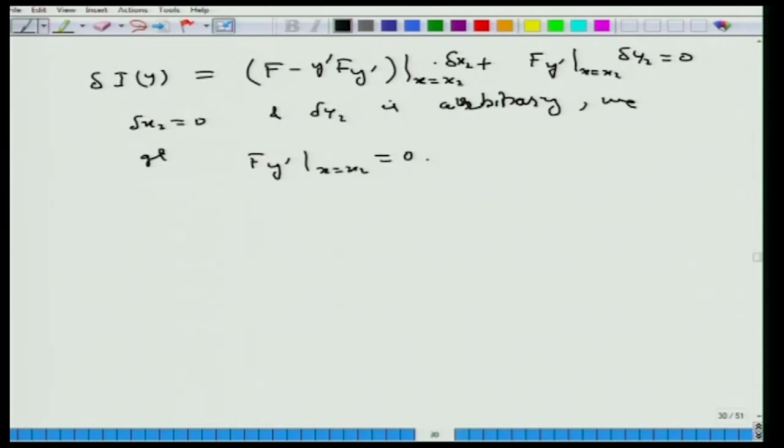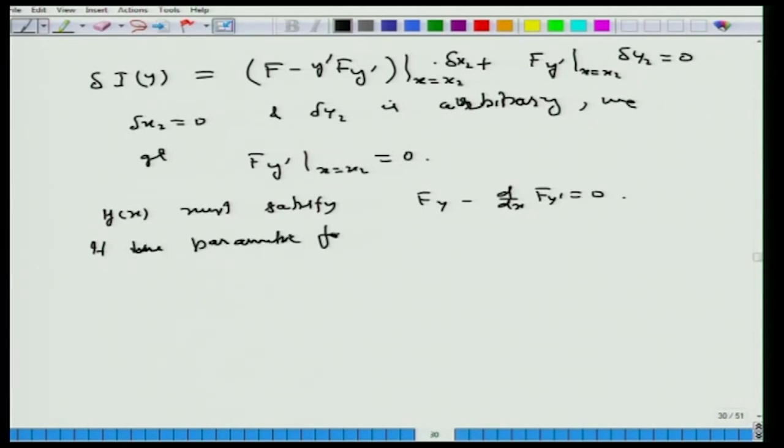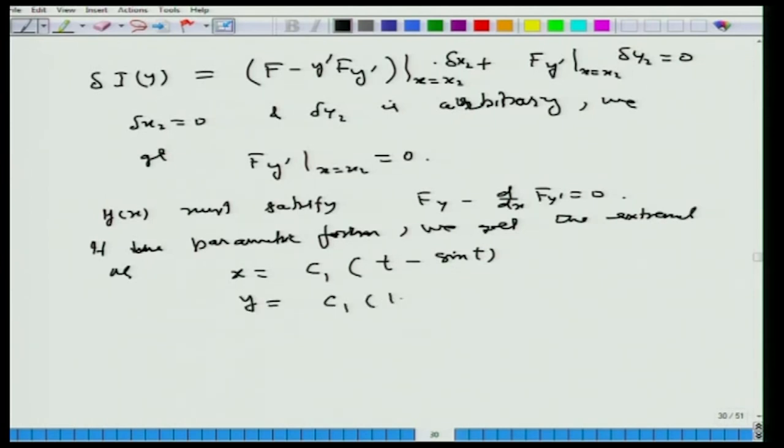In this case, we know that the extremals, y of x, must satisfy f_y minus d by dx of f_y' equal to 0, which gives us in the parametric form the extremal as x equal to, this we had already solved, c1 (t minus sin t) and y equal to c1 (1 minus cos t).